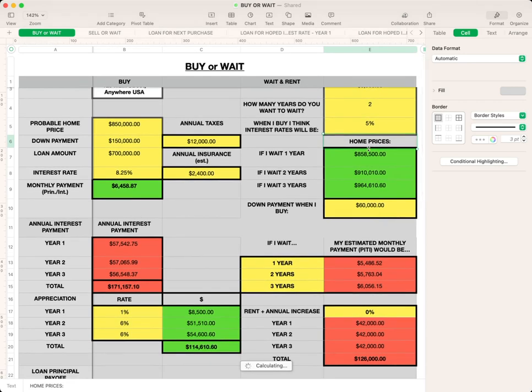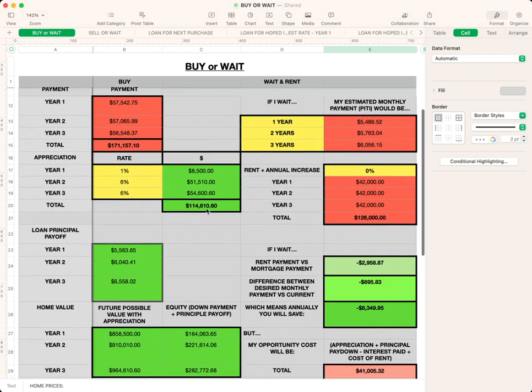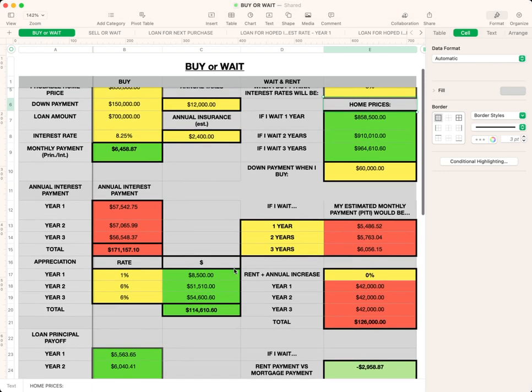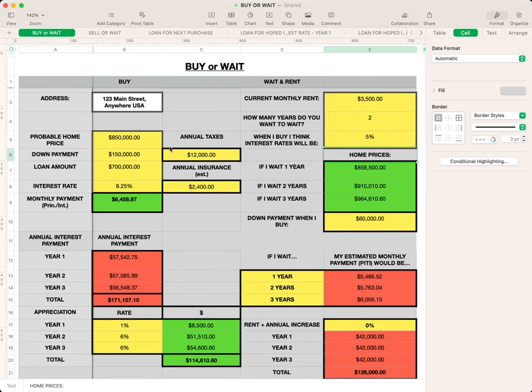So once again, these cells are going to coordinate over here. So the home prices, if I wait a year, there's 1 year. Look, there they are, the same numbers over here, 858,000. So now the same house that I wanted to buy, I wanted to wait. Well, I waited a year and it only appreciated 1%. And so maybe it's better to wait a year. That might be a good idea. If I wait 2 years, oh my goodness, the same house is going to be $910,000. If I wait 3 years, it's $964.